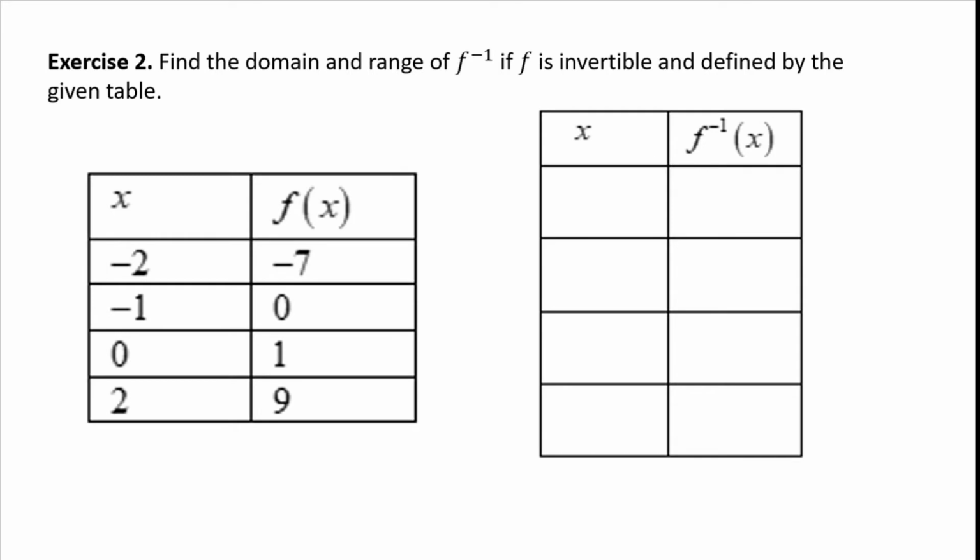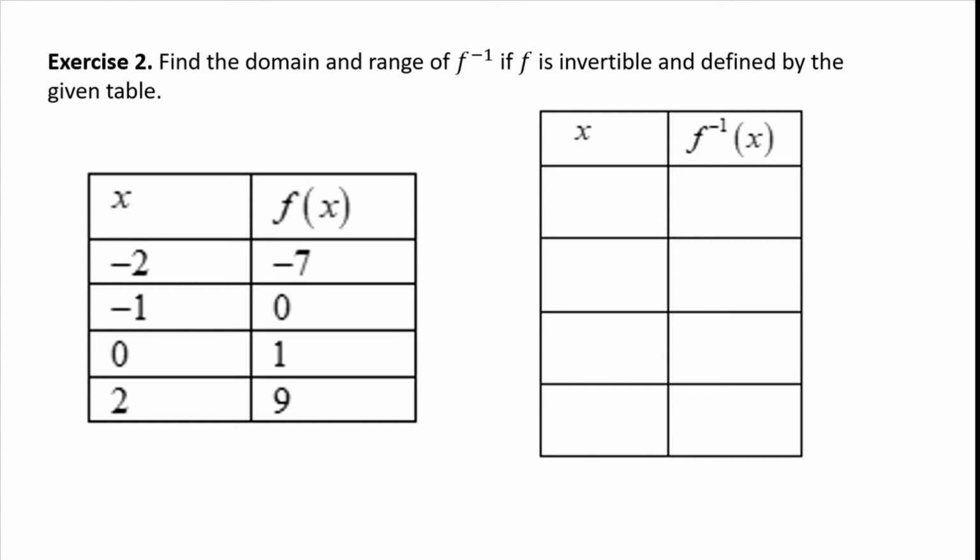Find the domain and range of the inverse of f if f is invertible and defined by the following given table. The given table consists of 2 columns and 5 lines. The first column is x, and the inputs are -2, -1, 0, and 2. The second column is f of x, and its entries are -7, 0, 1, and 9.